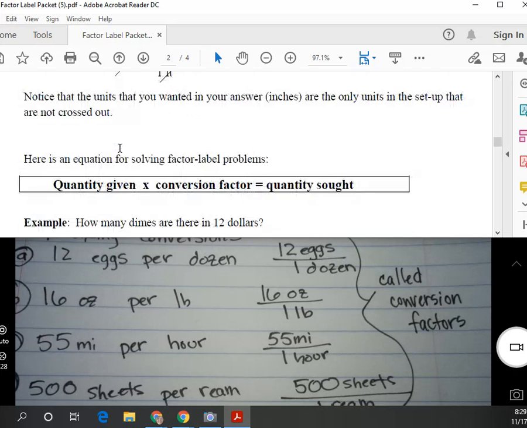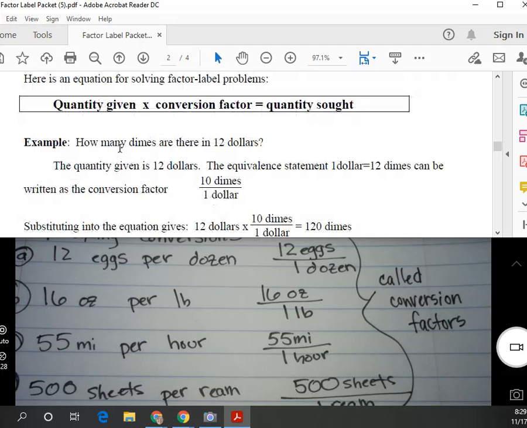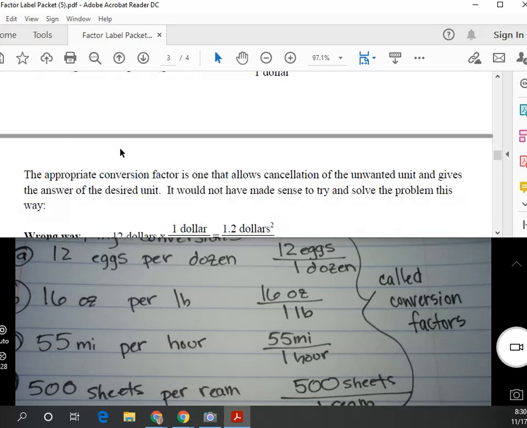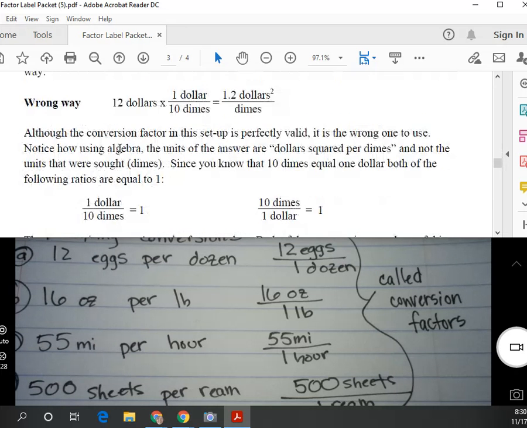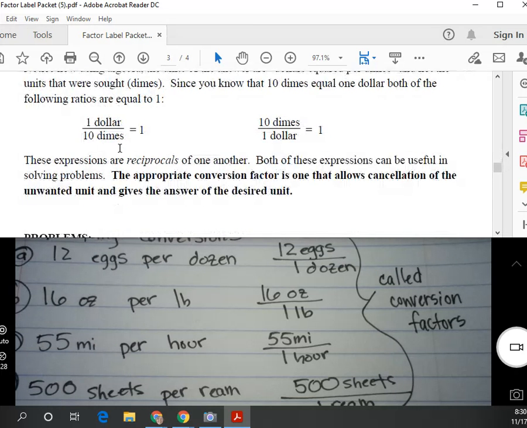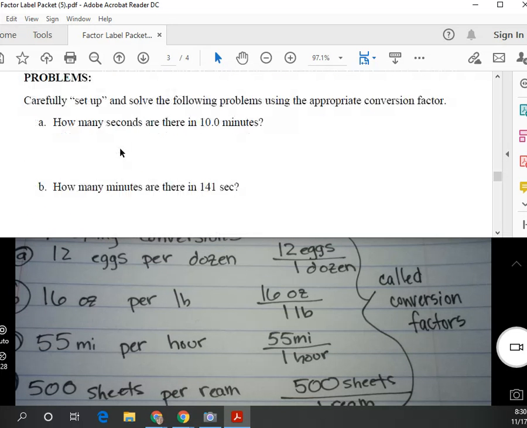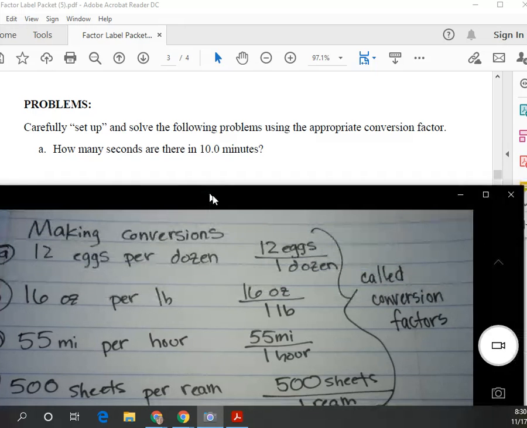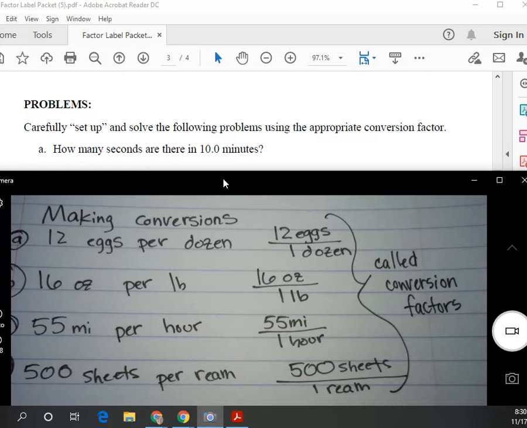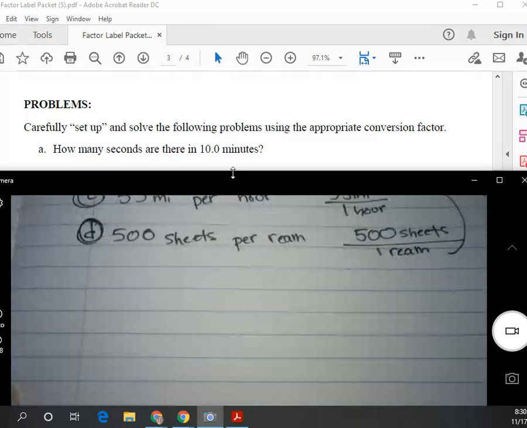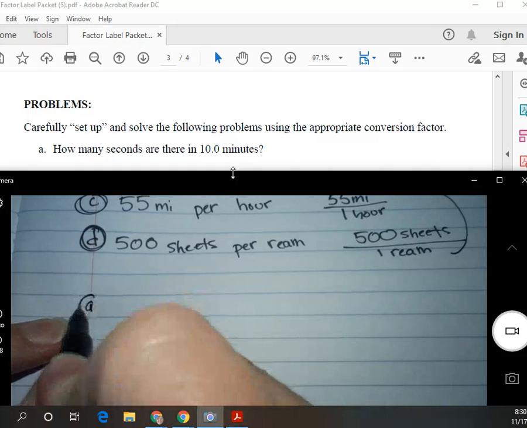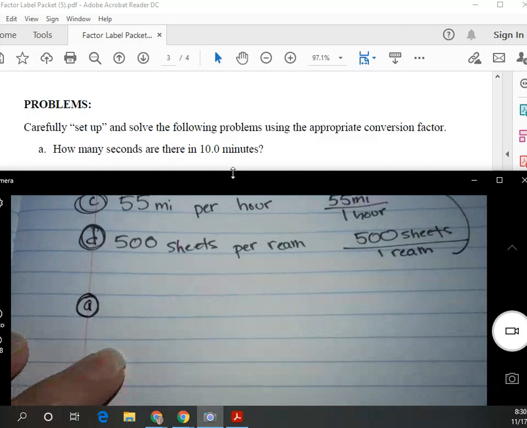So we're going to skip the example. You can look at it more carefully later on, and we're going to go ahead down and do some actual examples. Let's look at A here. How many seconds are there in 10 minutes? You guys can probably do that one in your head, but I want you to think about why you do it that way.